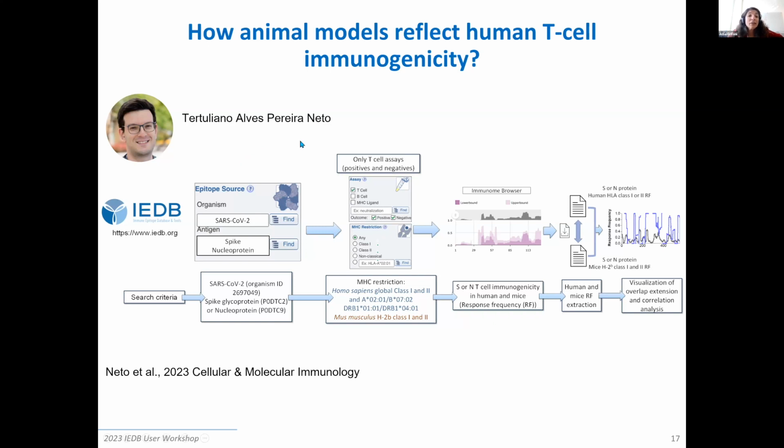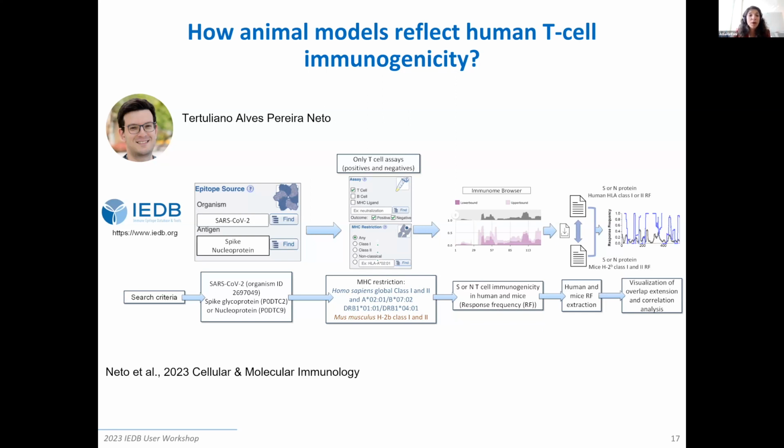What Tertulliano did was to start with the epitope search. We focused on SARS-CoV-2 spike and nucleoprotein because we know the IEDB database has a lot of information about them. Then we used ImmunomeBrowser to map where the epitopes are located in the specific proteins. We then performed this analysis by looking at the human data and the mouse data, and we overlaid them together to ask: is there a good correlation or not between human and animal models?